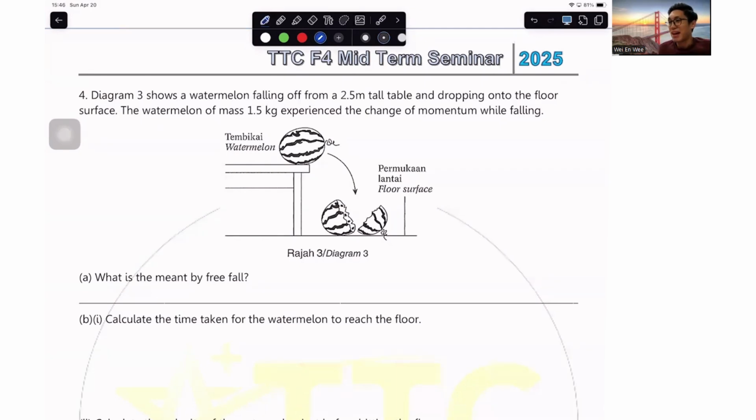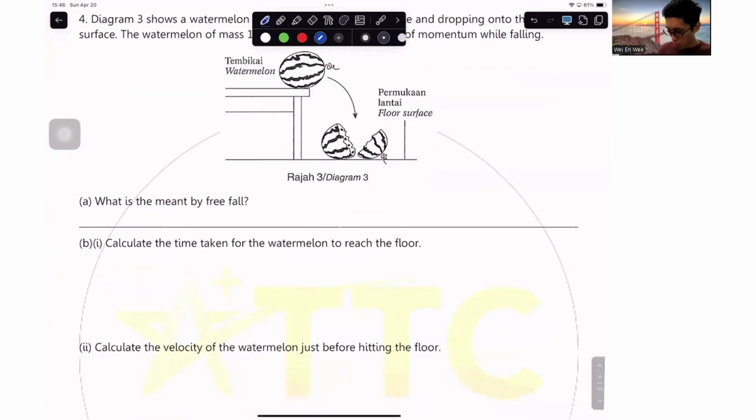The watermelon mass is 1.5 kg. Experience the change of momentum while falling. What is meant by free fall? So, free fall means you fall down due to what?